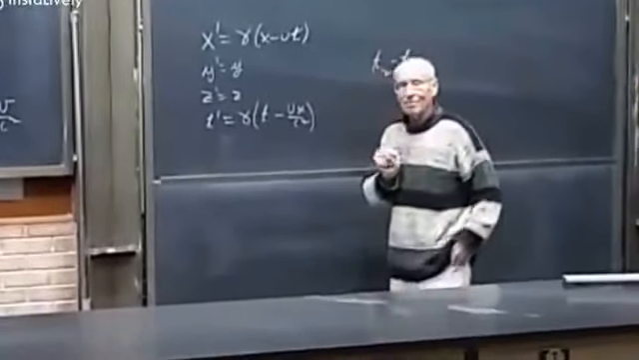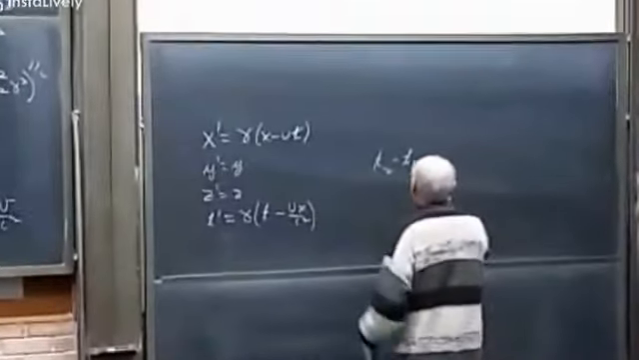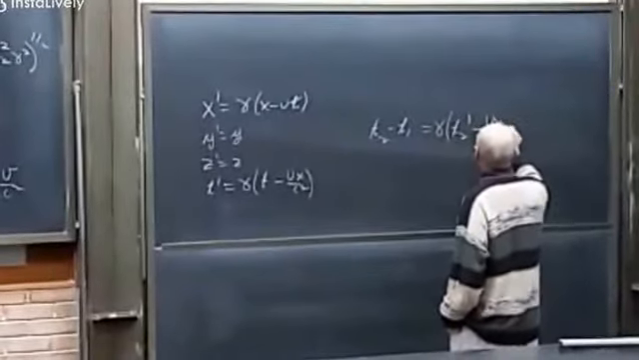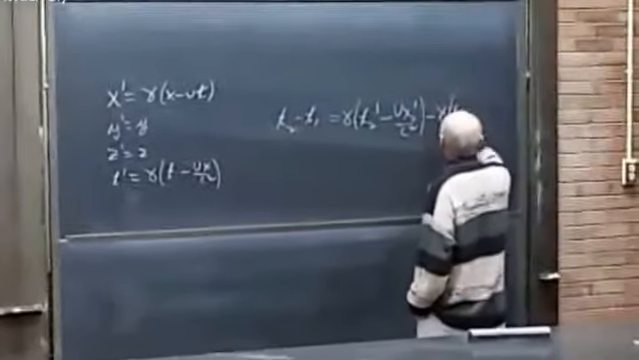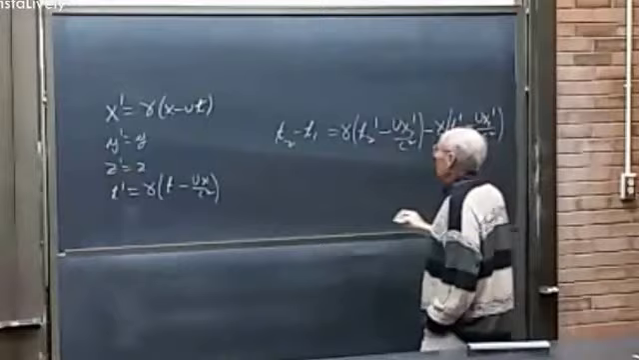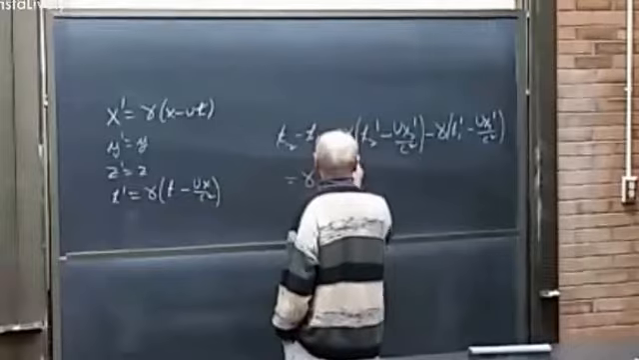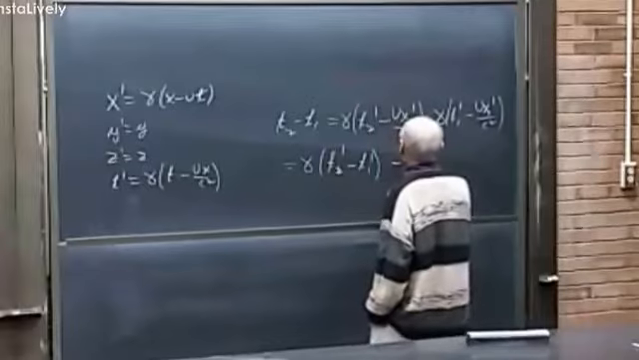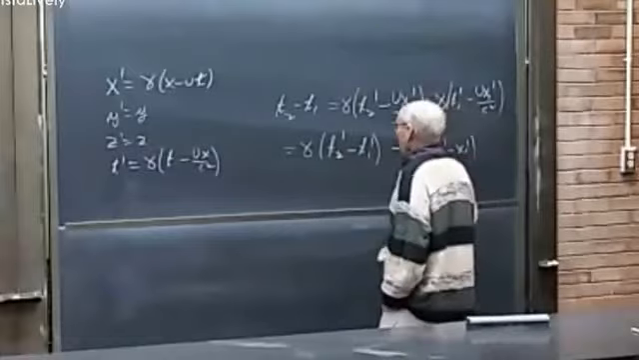T2 minus T1, that will be a time interval, is, according to this, gamma (T2 prime minus Bx2 prime over c squared) minus gamma (T1 prime minus Bx1 prime over c squared), which is gamma (T2 prime minus T1 prime) minus gamma B over c squared (x2 prime minus x1 prime).